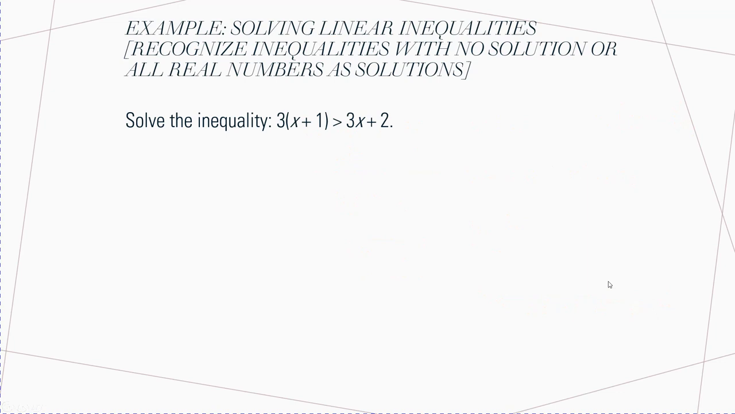Okay. All right, so this one is an example of recognizing inequalities with no solutions or all real numbers as solutions. So, all right, you're going to go, okay, let me distribute here. So this is 3x plus 3 is greater than 3x plus 2. Well, look, notice what happens after you subtract 3x. Do you notice how you're just left with 3 greater than 2? All right, this is a true statement, right? 3 is greater than 2.